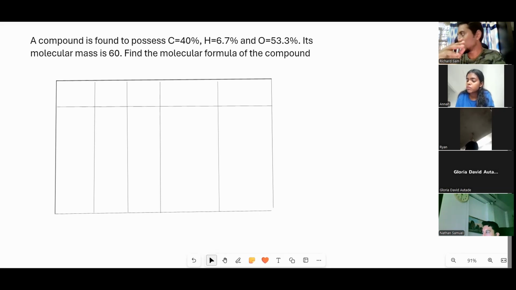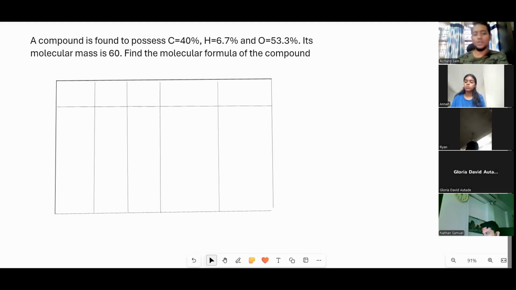It has 3 elements in it. What are the 3 elements? So something like sugar, right? But there are so many, there are millions of compounds that have these 3. So it's not sugar, okay? Now it has 40% carbon, 6.7% hydrogen, and 53.3% oxygen.